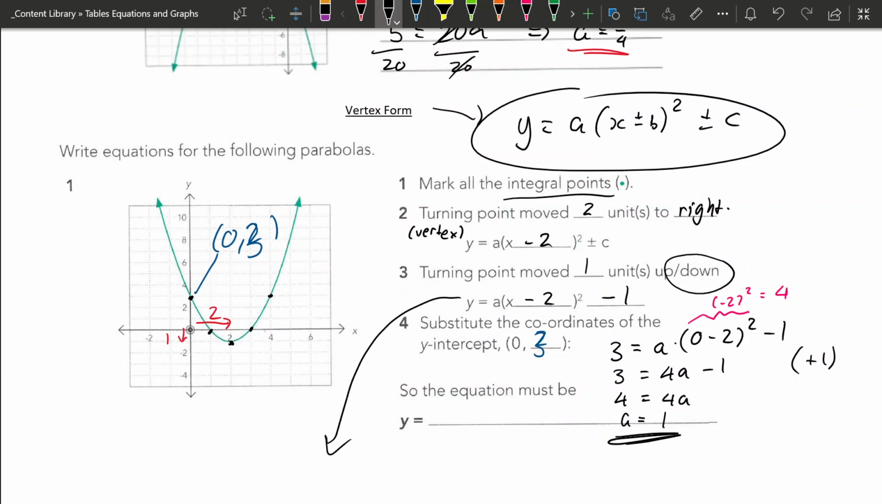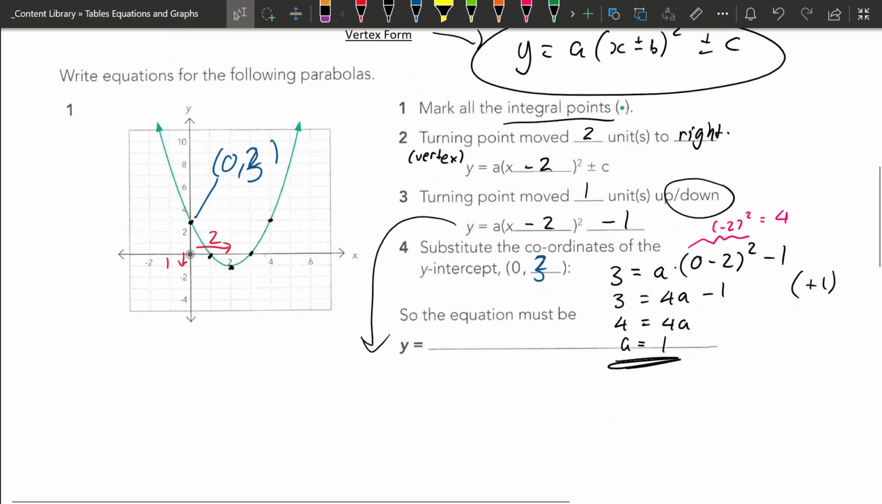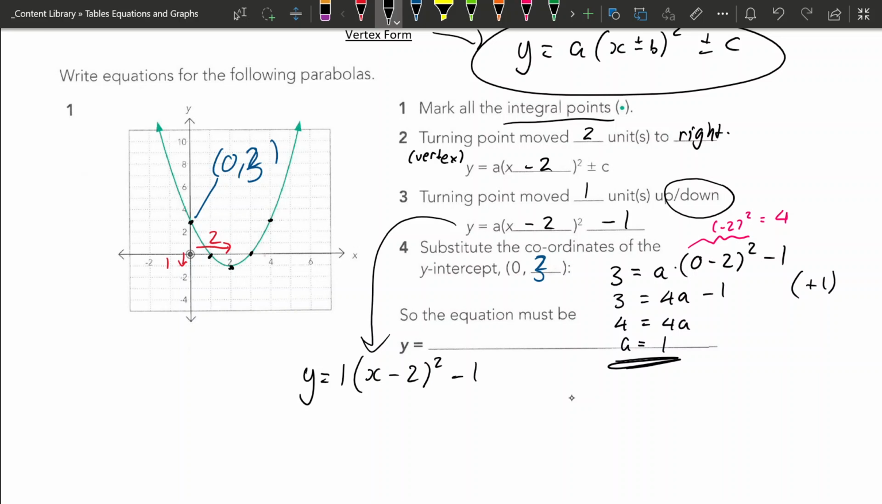Grab your original equation. I just don't have any room here. And y equals, change the a to a 1 now, y equals 1 times (x minus 2) squared minus 1. And we don't need that 1 because in algebra, if you have 1 of anything, you just say the thing. Instead of saying 1 apple, just say I have an apple. So y equals (x minus 2) squared minus 1.